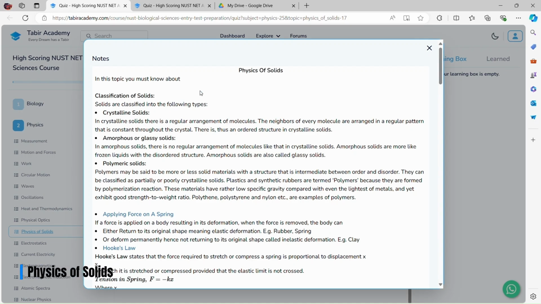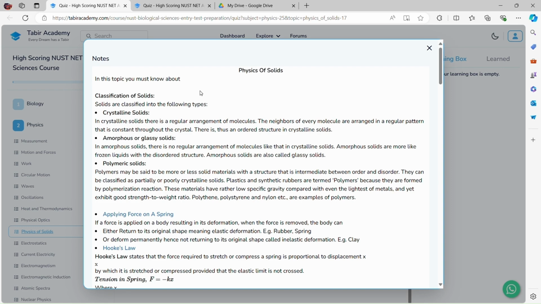Alright, so our topic for today is physics of solids. The classification of solids is of the following types: crystalline, amorphous or glassy, and volumeric. In crystalline solids, there is a regular arrangement of molecules. The neighbors of every molecule are arranged in a regular pattern that is constant throughout the crystal. There is thus an ordered structure in crystalline solids.